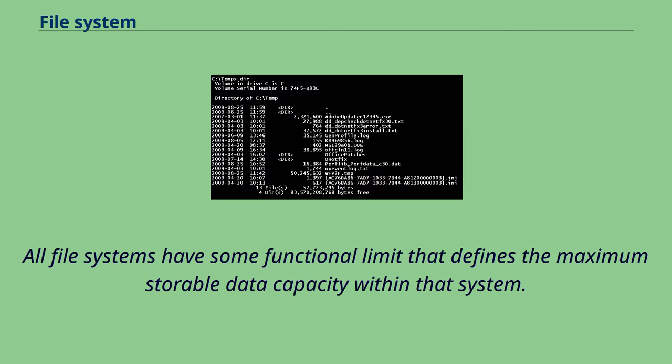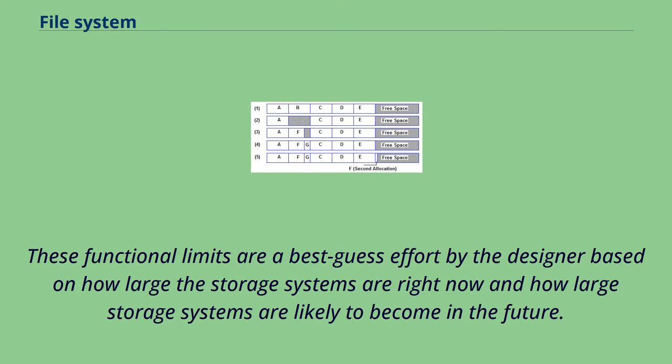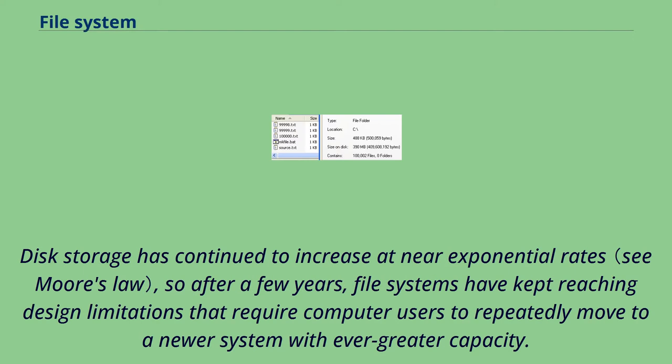All file systems have some functional limit that defines the maximum storable data capacity within that system. These functional limits are a best guess effort by the designer based on how large the storage systems are right now and how large storage systems are likely to become in the future. Disk storage has continued to increase at near exponential rates, so after a few years, file systems have kept reaching design limitations that require computer users to repeatedly move to a newer system with ever greater capacity.